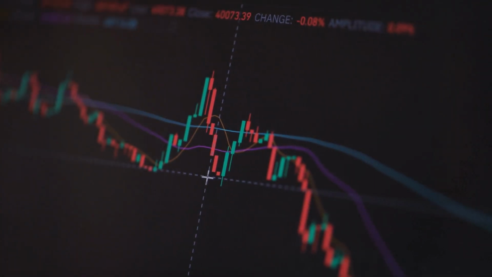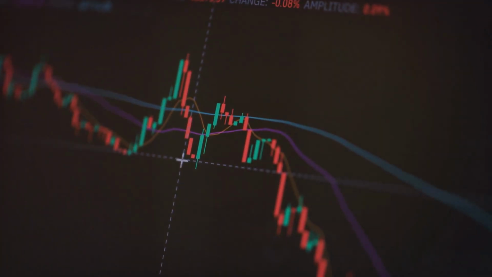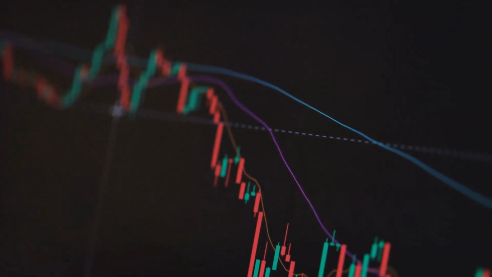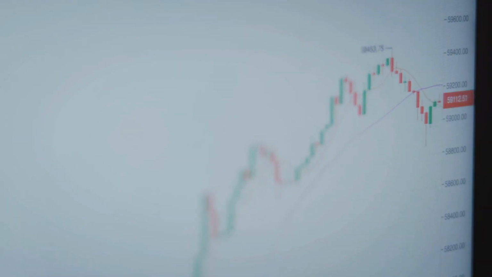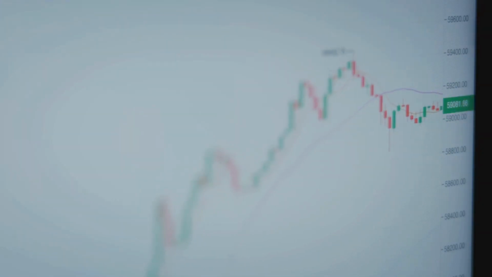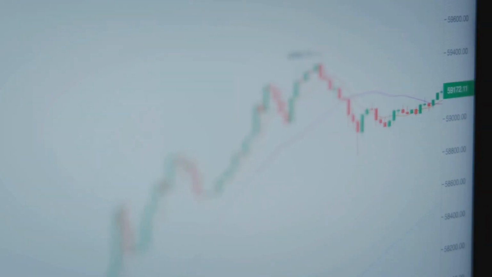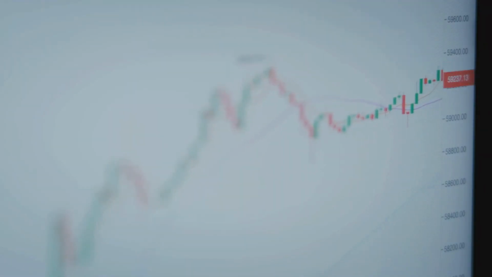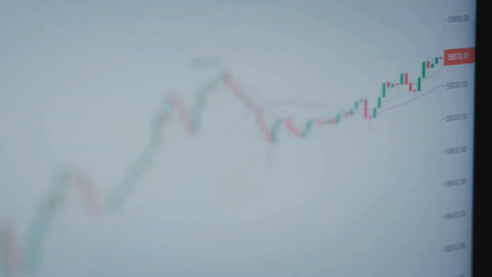However, it's crucial to remember that doji patterns are most effective when used in conjunction with other technical tools and risk management principles. By mastering the art of interpreting dojis and integrating them into a comprehensive trading strategy, traders can navigate the complexities of the markets with greater confidence and increase their chances of success.